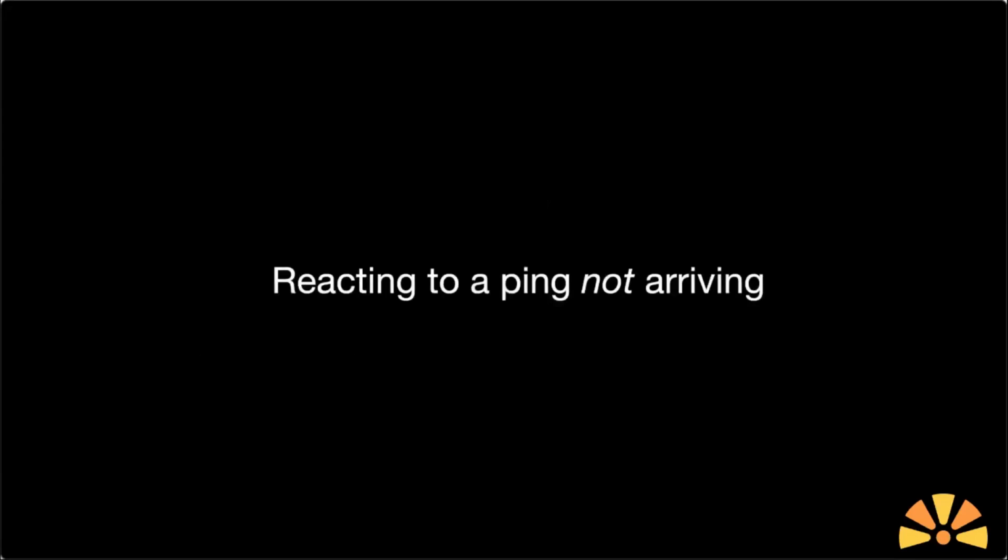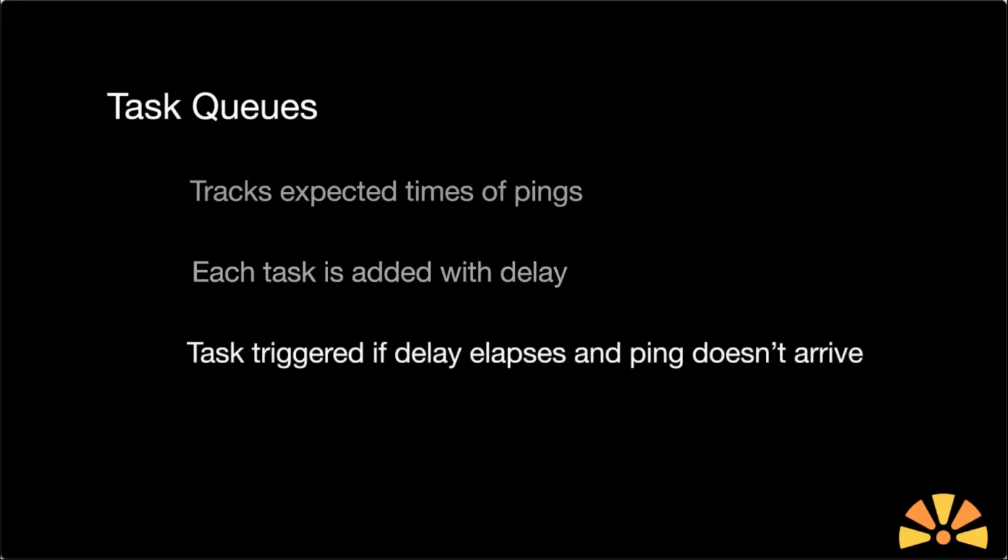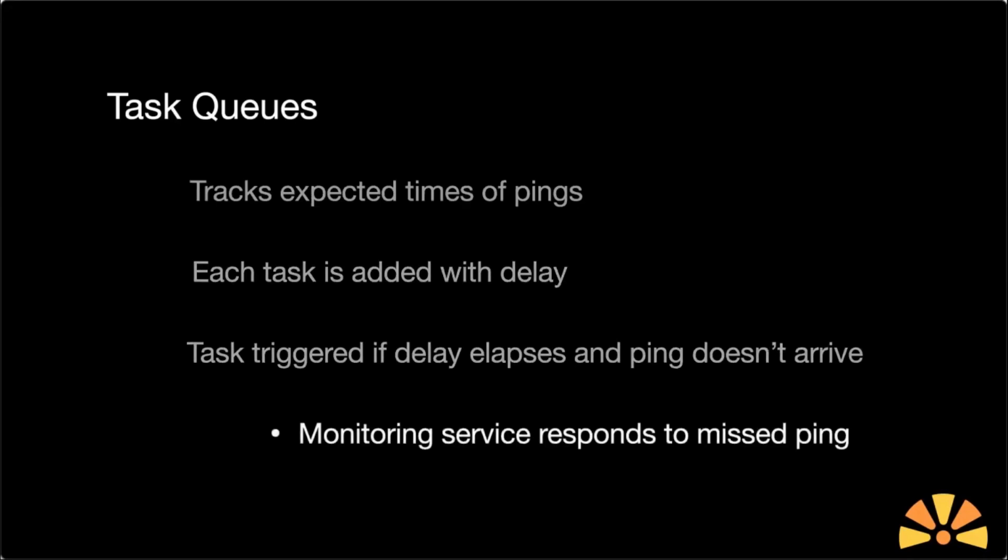However, acting in the event of a ping not arriving is inherently more challenging than acting when it does. Solving this problem is the role of the task queues, which, as we saw earlier, are a part of the monitoring service. The task queues are used to keep track of the time start and end pings are expected to arrive. Each task on the queue is added with a delay and waits for a ping from a monitored job. When the delay elapses, the task triggers, signifying that the ping has not arrived, and the monitoring service performs all necessary operations to inform the user that something has gone wrong.